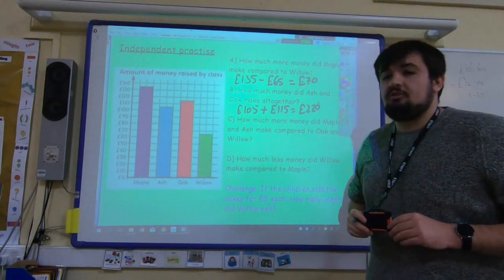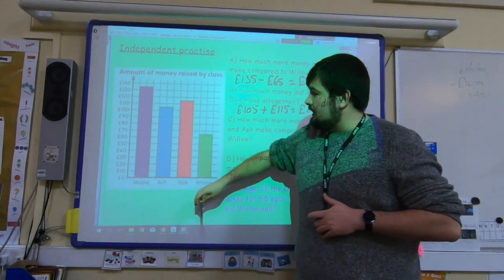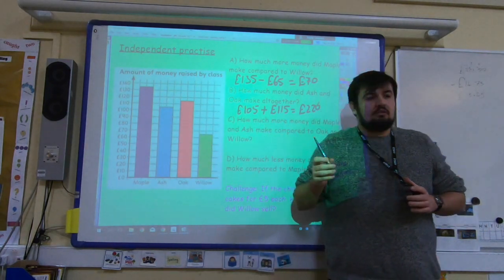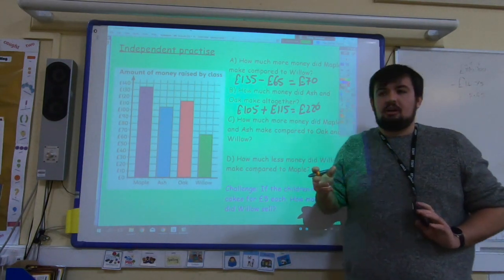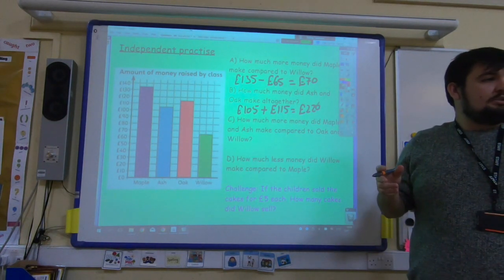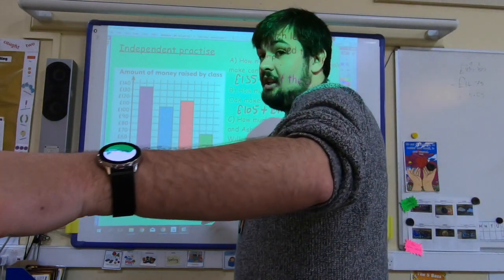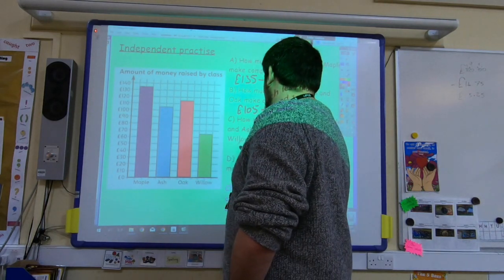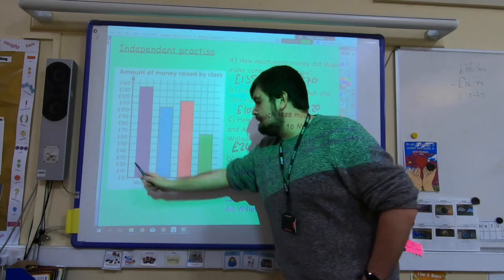250. I just want to double check that one, because Maple's got 135, Ash has got 105. How much have they got? 135 and 105. How much would that be? Would it be £240? Yeah, 240. I did too. So that's 240 for those two.